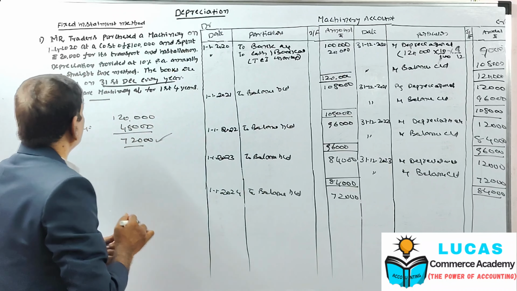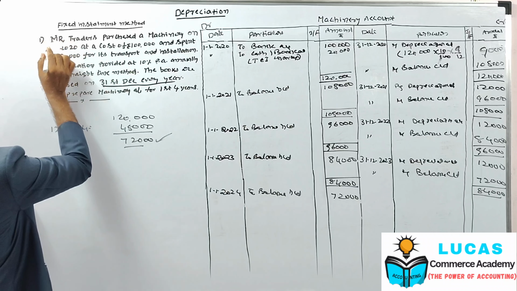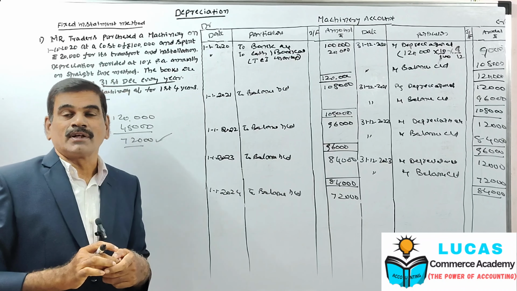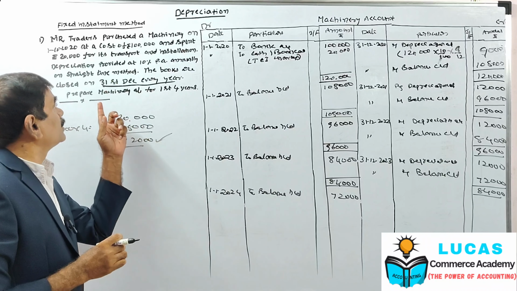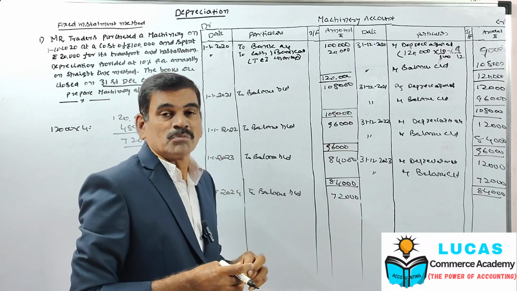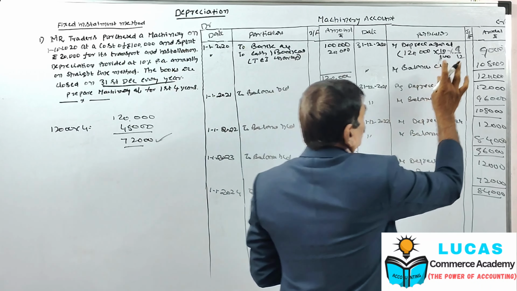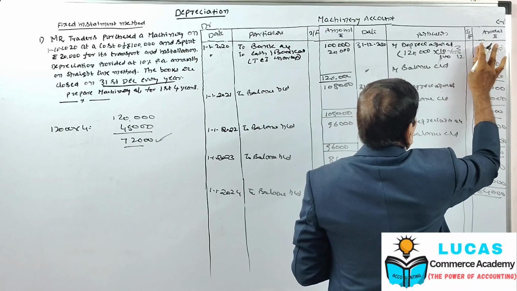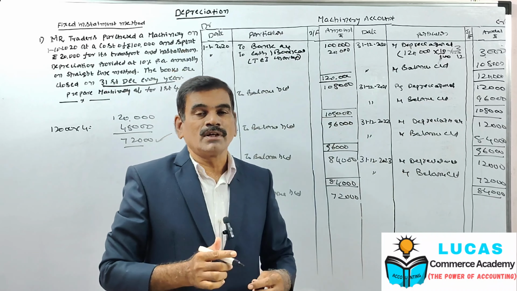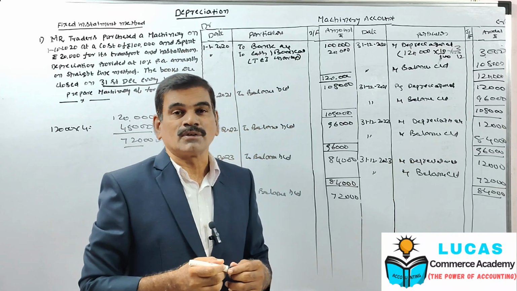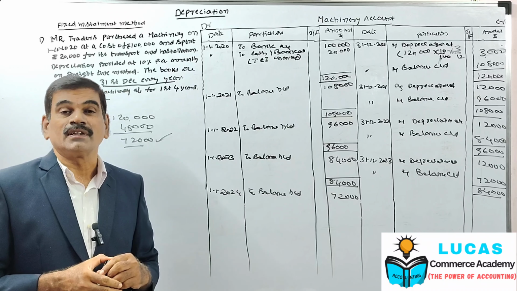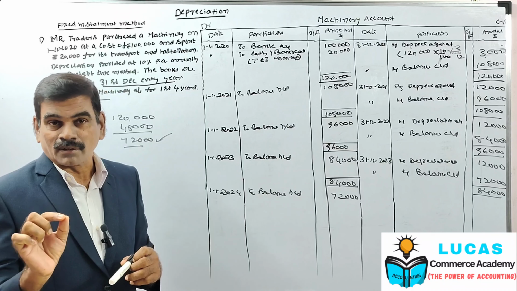Suppose the asset is purchased on 1/10/2020, then how to calculate depreciation? Here the asset is used October, November, December only, for 3 months. That means depreciation is provided for the first year only for 3 months, which equals 3,000. For the second year 12,000, third year 12,000, fourth year also 12,000. So this is the procedure when the asset is purchased in the middle of the year.